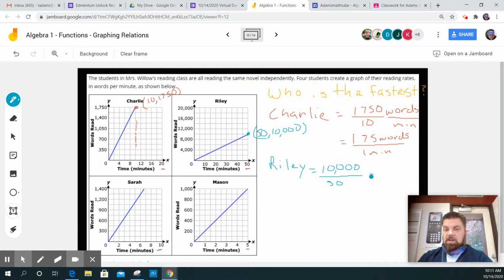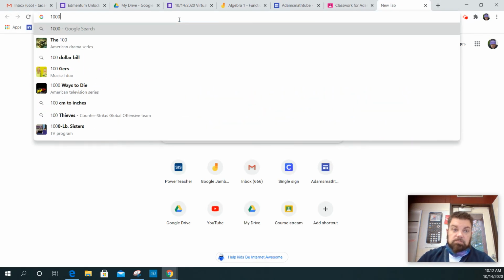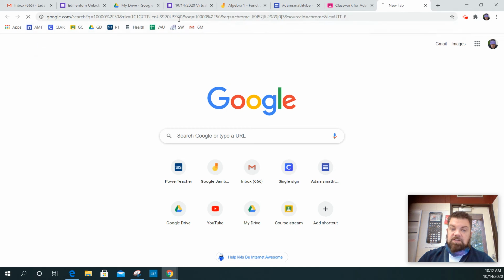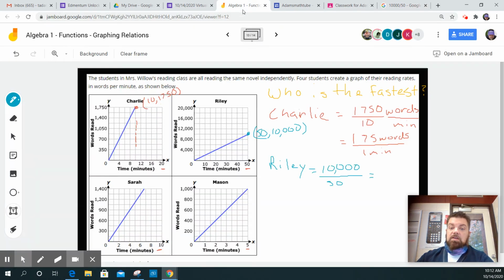So I'm just going to go ahead. Well, I'll just do it right here. I'm going to say 10,000 divided by 50, 200 words a minute. Okay. So Riley can read at about, oops, I got the pencil upside down. I was wondering why it didn't work. 200 words per minute. I'm just going to put W per 1 minute.